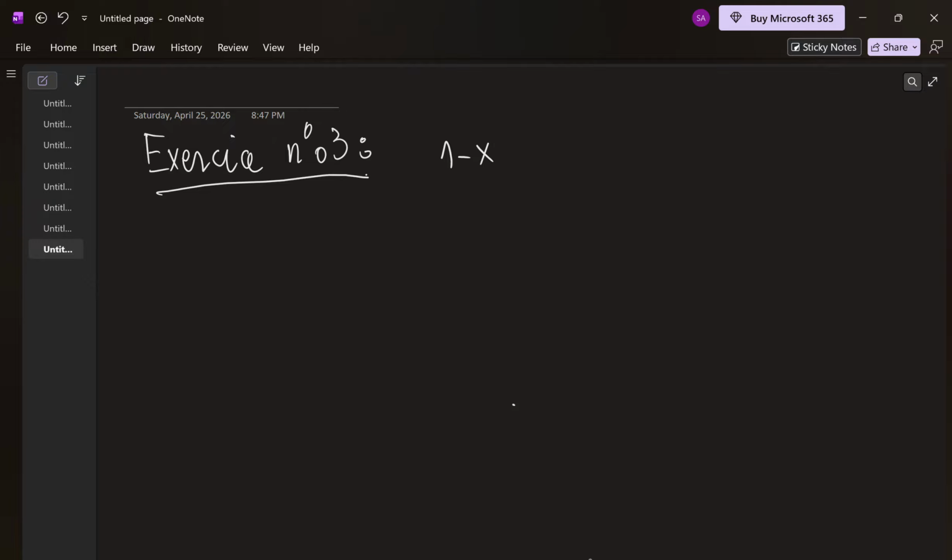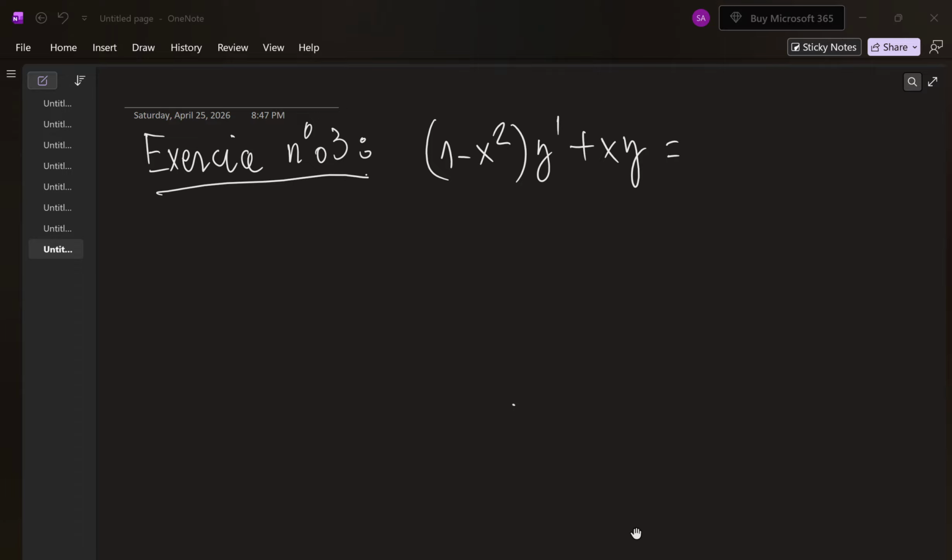1 minus x squared times y prime plus x y is equal to 2x. And you have the initial condition y of 0 is equal to 1.